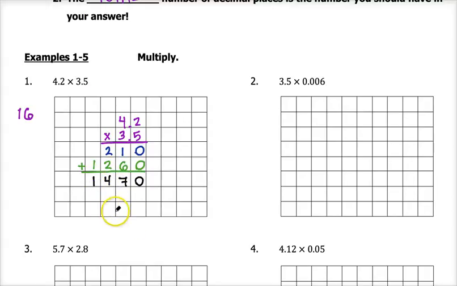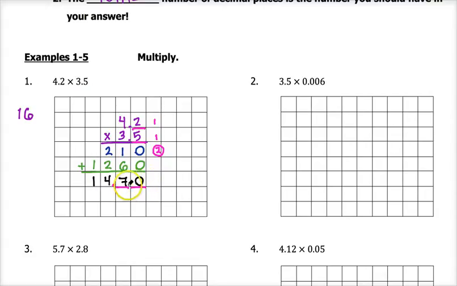So the question is, where does our decimal point go? Well, if you count the number of decimal places in your factors, we had one decimal place to the right of the decimal point in 4.2, and we had one to the right of the decimal point in 3.5. So that's 1 plus 1, which is 2 total decimal places we should have to the right of the point in our answer. So 0 would be our first decimal place, 7 would be the next one, so our decimal point should go here between the 4 and the 7. So our answer should be 14.70.